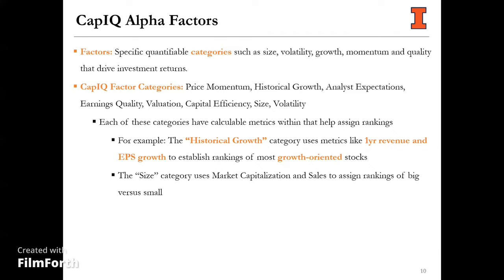So when we look at the growth category, the growth factor, this one uses metrics like revenue growth and earnings per share growth to establish the rankings of the most growth-oriented stocks. Companies ranked as the most growth-oriented will have had the highest growth in terms of revenue or EPS over the last year or two.